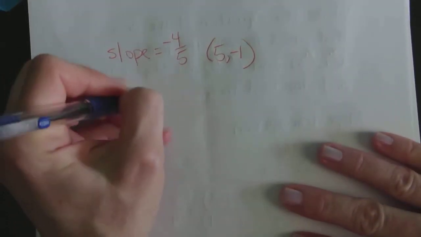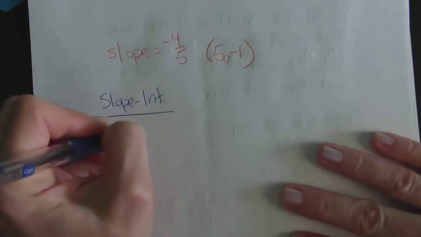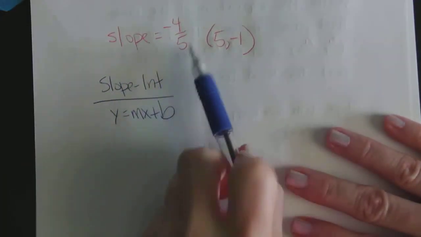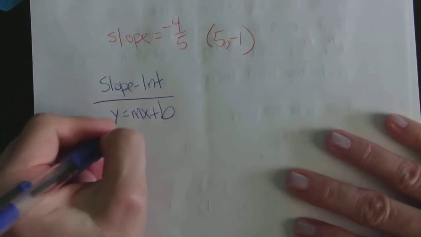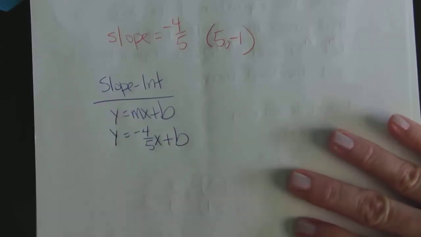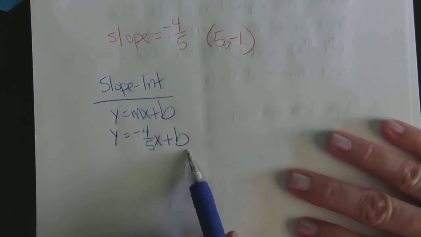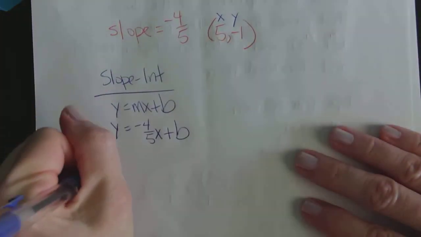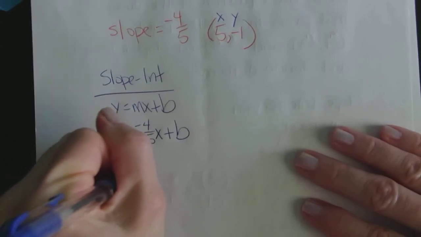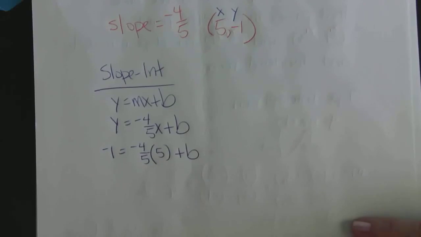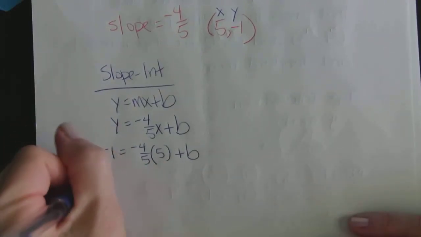So let's just separate this out really quickly. So slope-intercept, y equals mx plus b. Well, cool. We have m. Boom. I'm going to plug it in. y equals -4/5 x plus b. To solve for b, I just take my point. Here's my x and my y. y, -1. x, 5, plus b.